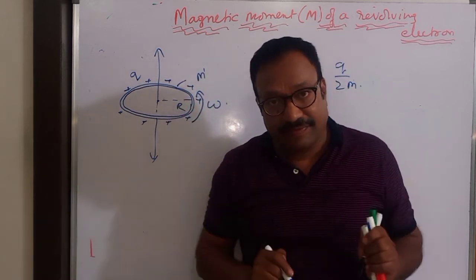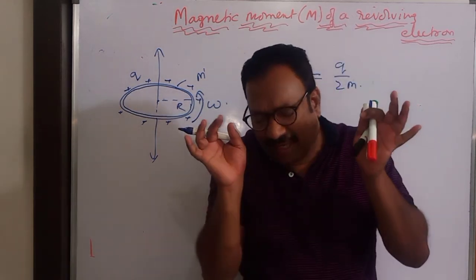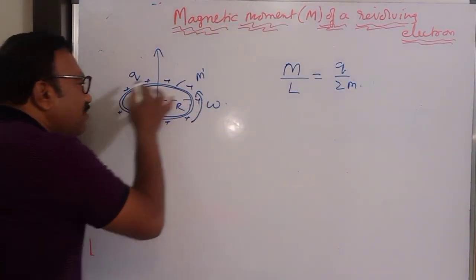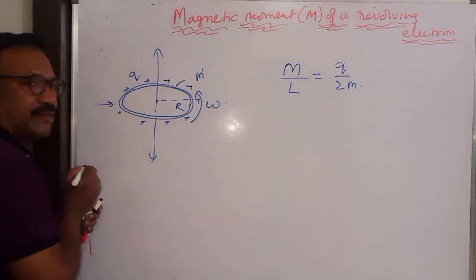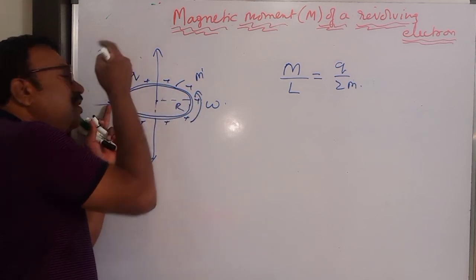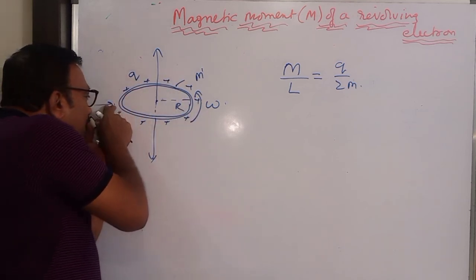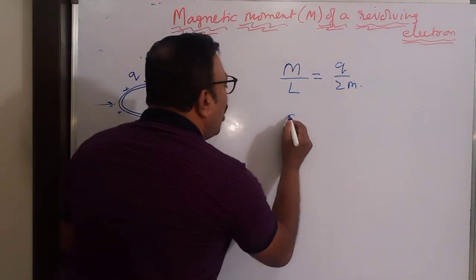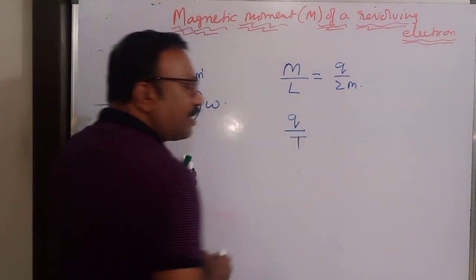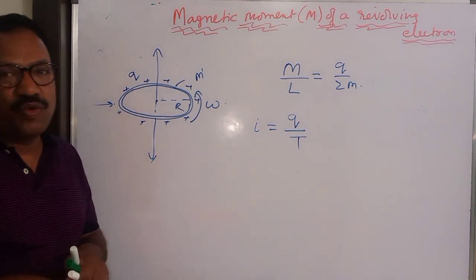No current. Fine. Now when this loop is revolving, it can be imagined like a circular conductor having current. How? Suppose when this is revolving, you take one point of observation. When the ring completes one revolution, how much charge will pass here? Q, because Q is distributed on the ring. So after one revolution, charge Q has passed, and the time taken for the revolution is T. Therefore, the imaginary current in this ring can be taken as Q by T.